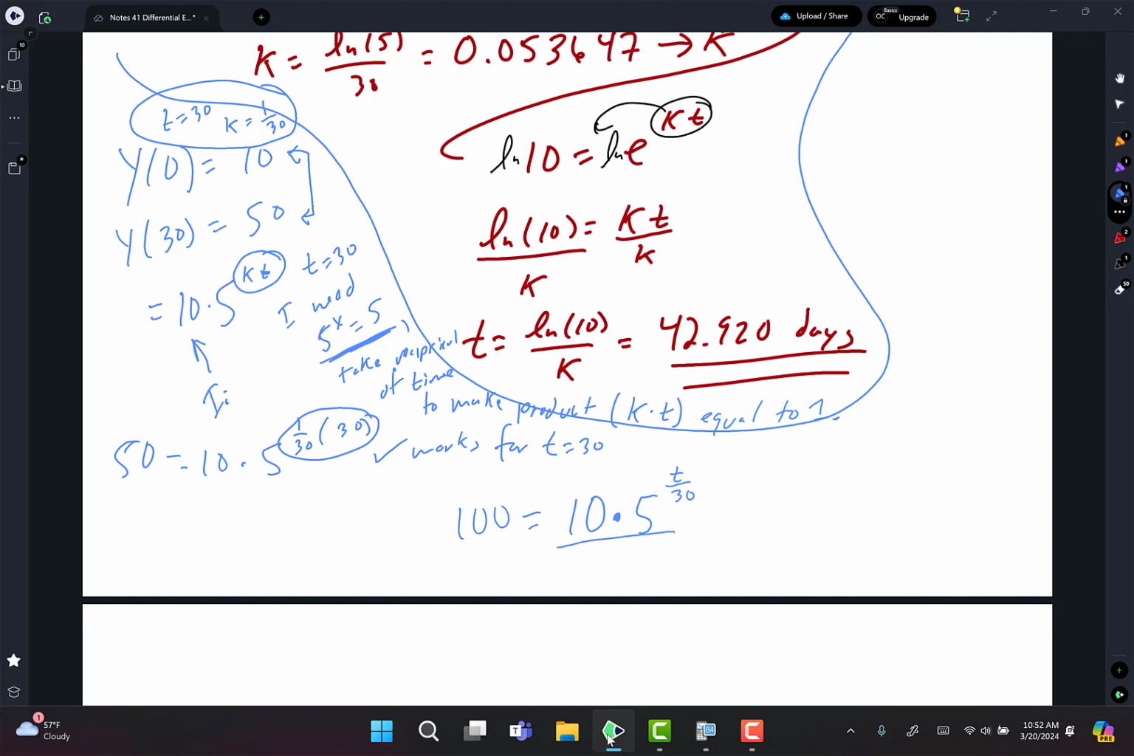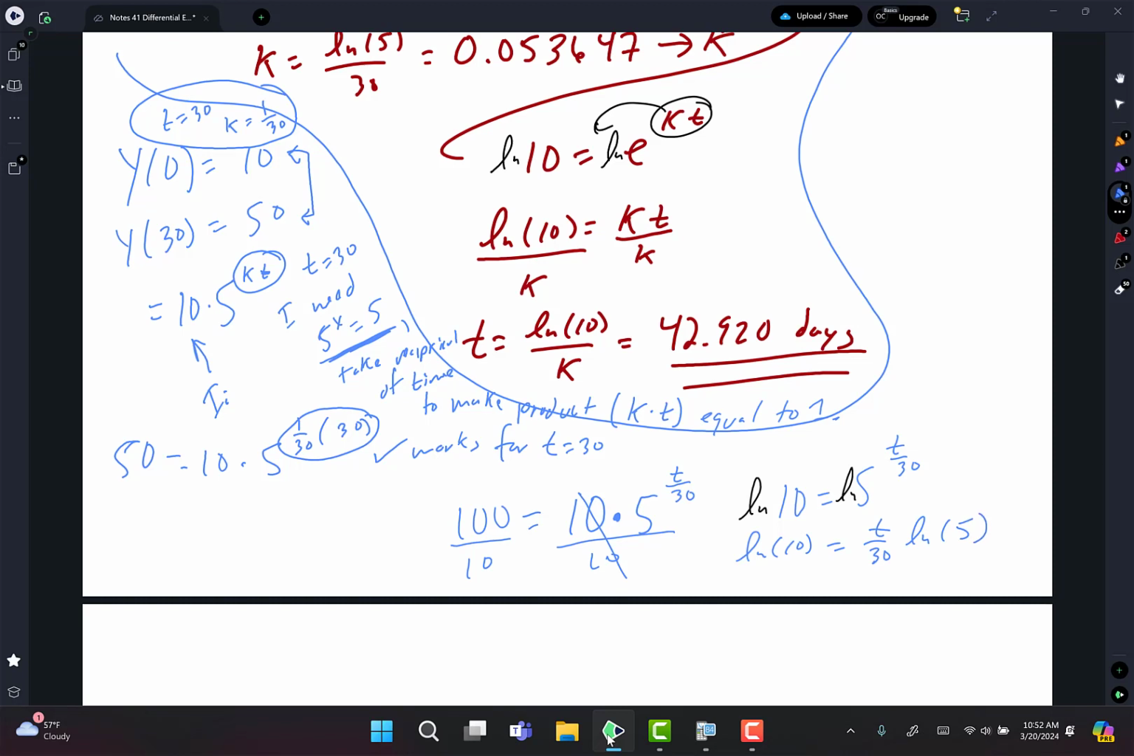Divide by 10 first. Check it out, guys. We're almost done. Divide by 10. So then we have this. 100 divided by 10 is 10 equals 5 to the t over 30. How do I get the t over 30 down? ln. So I put an ln on both sides. And then look what I have now. I have ln of 10 equals t over 30 ln of 5.